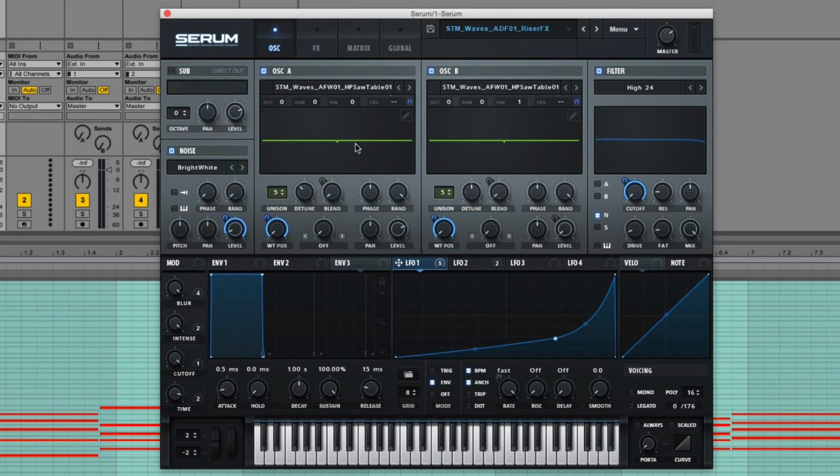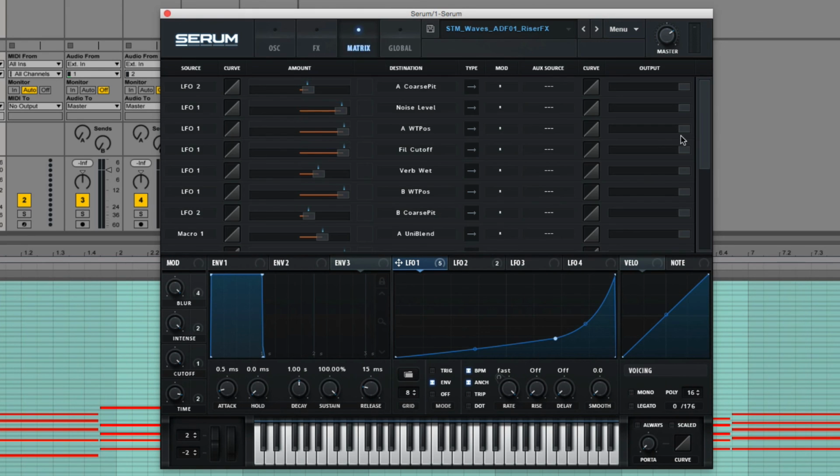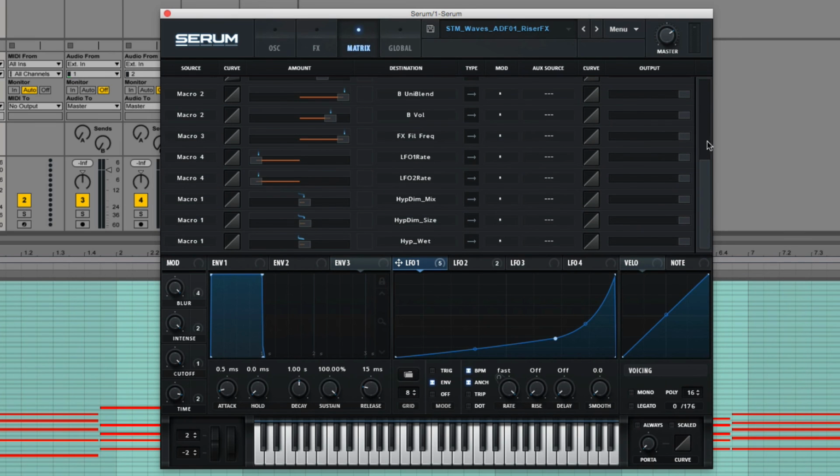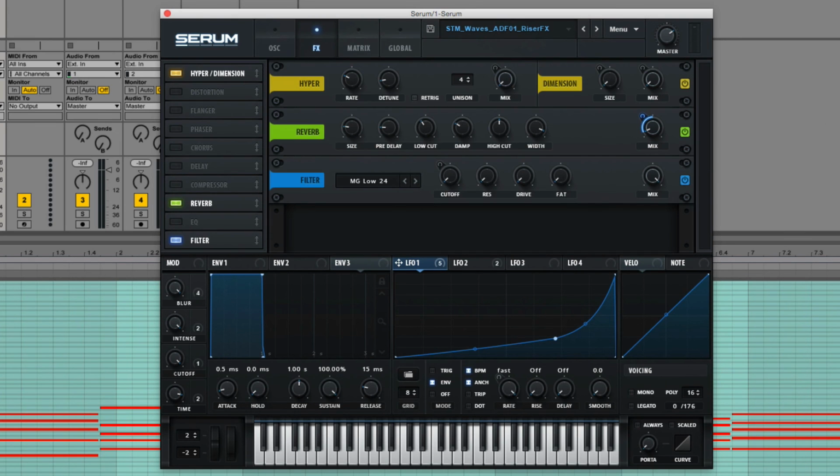Because you can see that the high pass tables are completely filtered before the actual filter reaches all the way to the top. I used bright noise, and I think that's it. Okay.